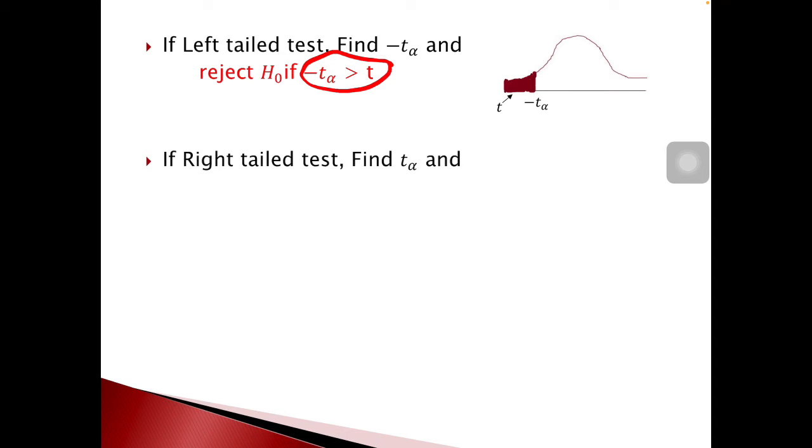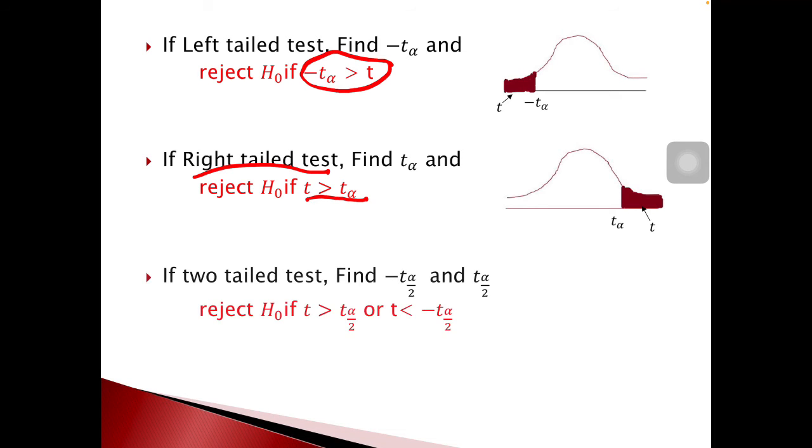Next one is the right tail test. If it is a right tail test, then you have to find just t alpha. We reject our null hypothesis if the t test statistic value is greater than the table value t alpha, which means t is within the rejection region.